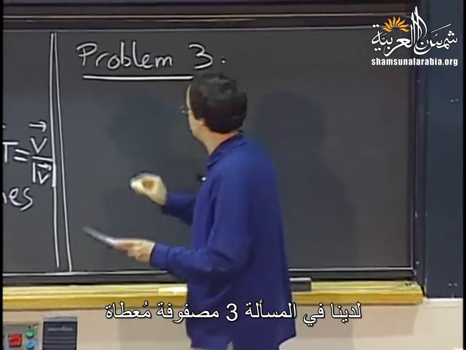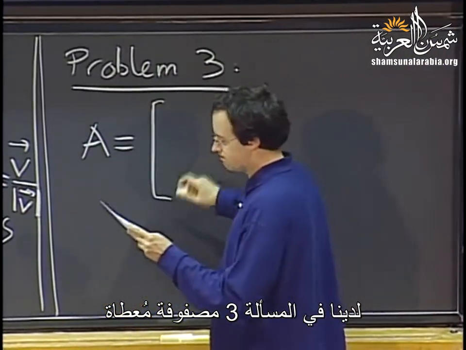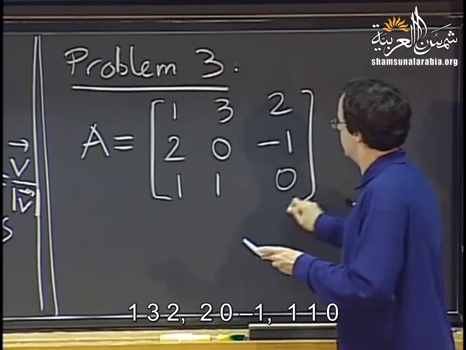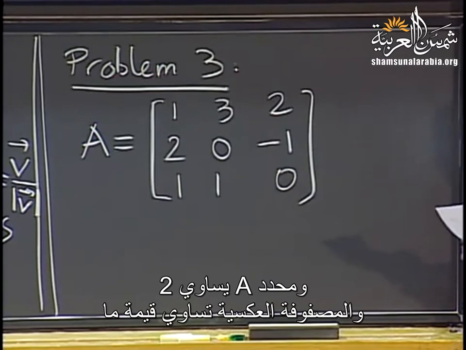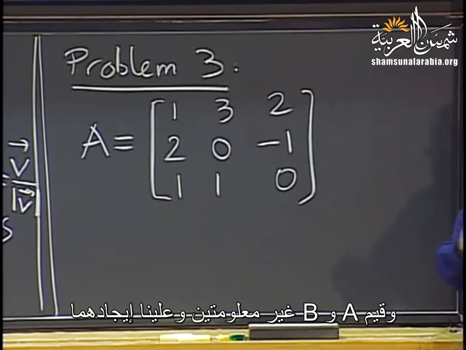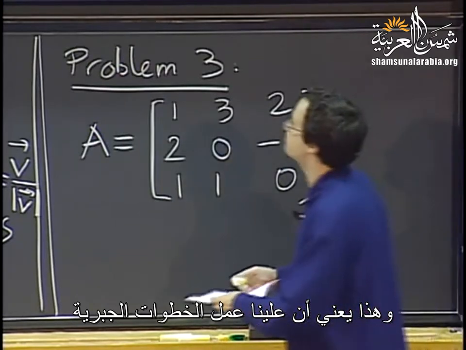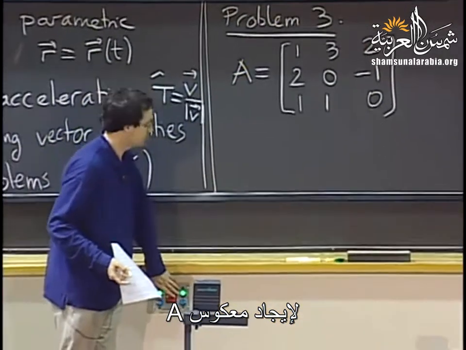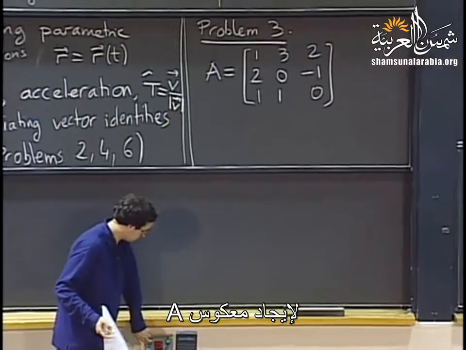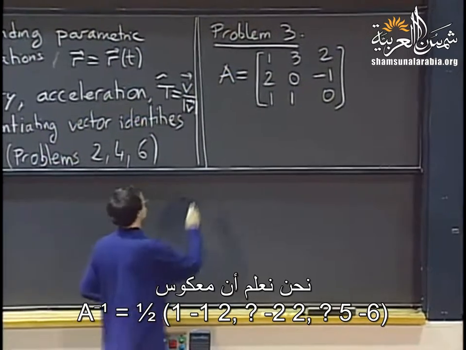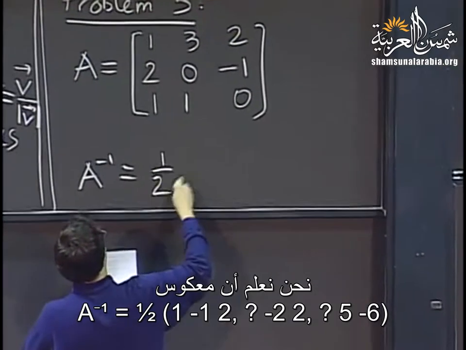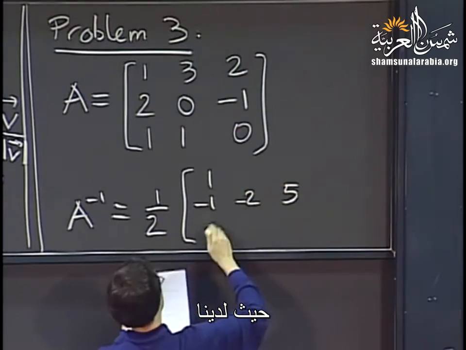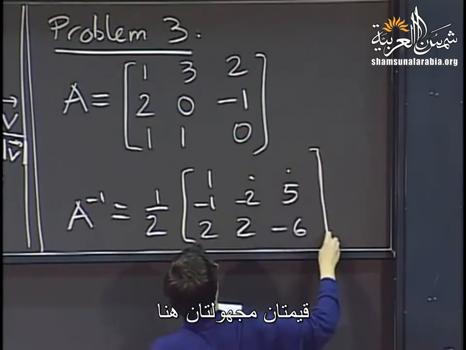Okay, so problem 3 says we have a matrix given to us: 1, 3, 2, 2, 0, minus 1, 1, 1, 0. And it tells us the determinant of A is 2, and A inverse equals something, but we are missing two values, A and B, and we are supposed to find them. So that means we need to do the steps of the algorithm to find the inverse of A. We are told A inverse is 1/2 of 1, minus 1, minus 2, 5, 2, 2, minus 6, and here there are two unknown values.